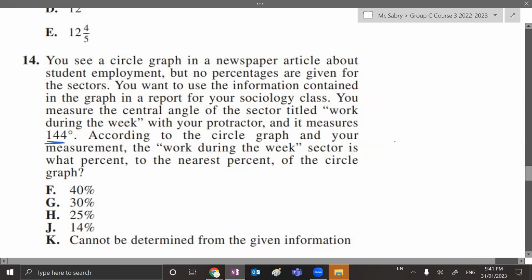So what percent? It's mainly wanted over total. What's the wanted? It's the part for the work during the week, which is 144 over the total. What's the total degrees of a full circle? It's 360. So we just need to do 144 divided by 360, and then whatever comes out we multiply by 100 in order to change it to a percentage. So the answer would come out as 40% right away. Is that clear?